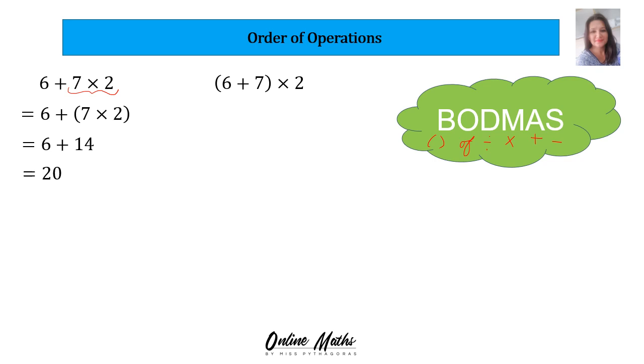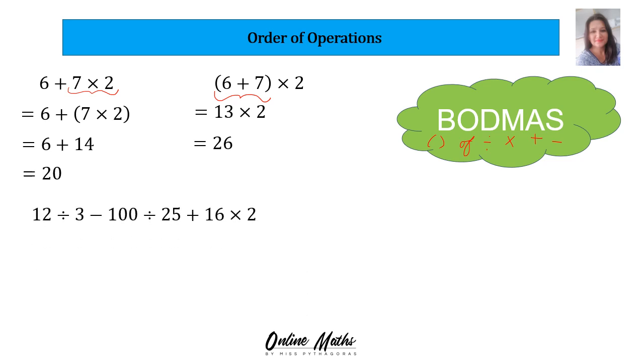And then if I give you this sum, 6 plus 7 times 2, but now 6 plus 7 is inside brackets, then BODMAS says you must start with the brackets. So you will start with 6 plus 7. And then the answer is 13 times 2 is 26.